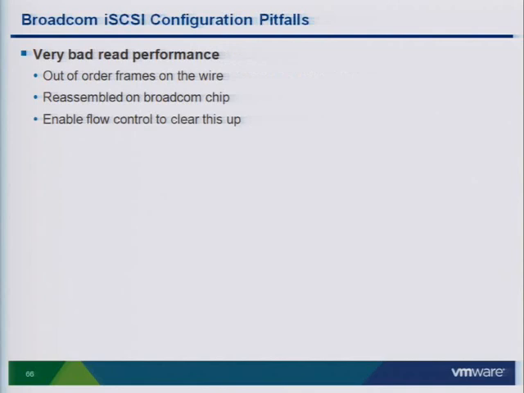Another thing that you might actually run into with the Broadcom is if you see incredibly poor read rates. One of the things that probably is happening is that the Broadcom chip is receiving some out-of-order frames. When they get reassembled in the Broadcom chip, it actually ends up taking some time. The way to work around this is to enable flow control end-to-end on your iSCSI network, and it should clear right up.